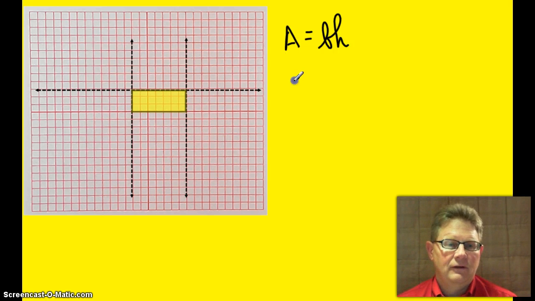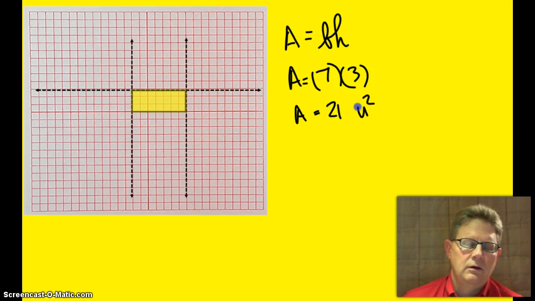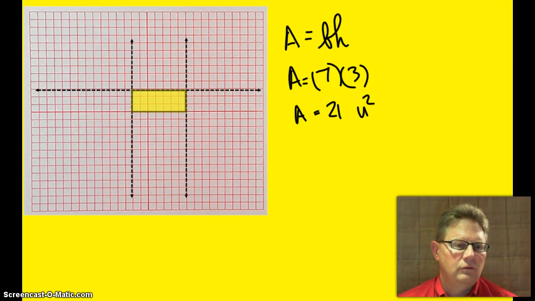The base of that rectangle is 7, and the height is 3. So I realize that you could just find the area equals 21 units squared. Let's do that using some calculus.